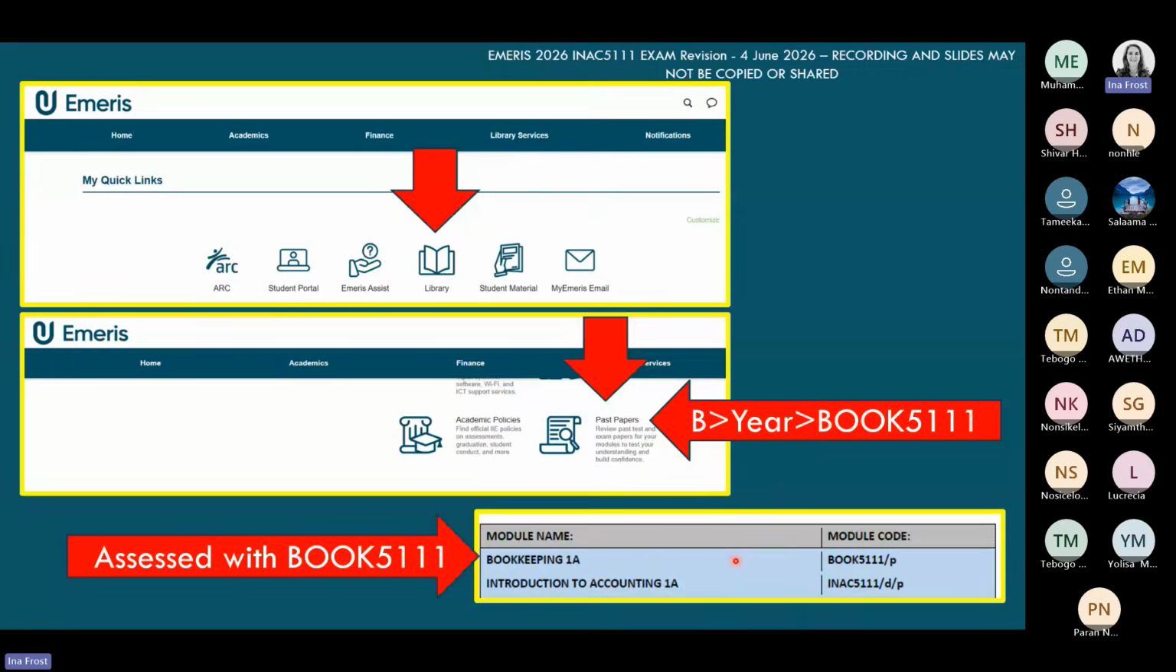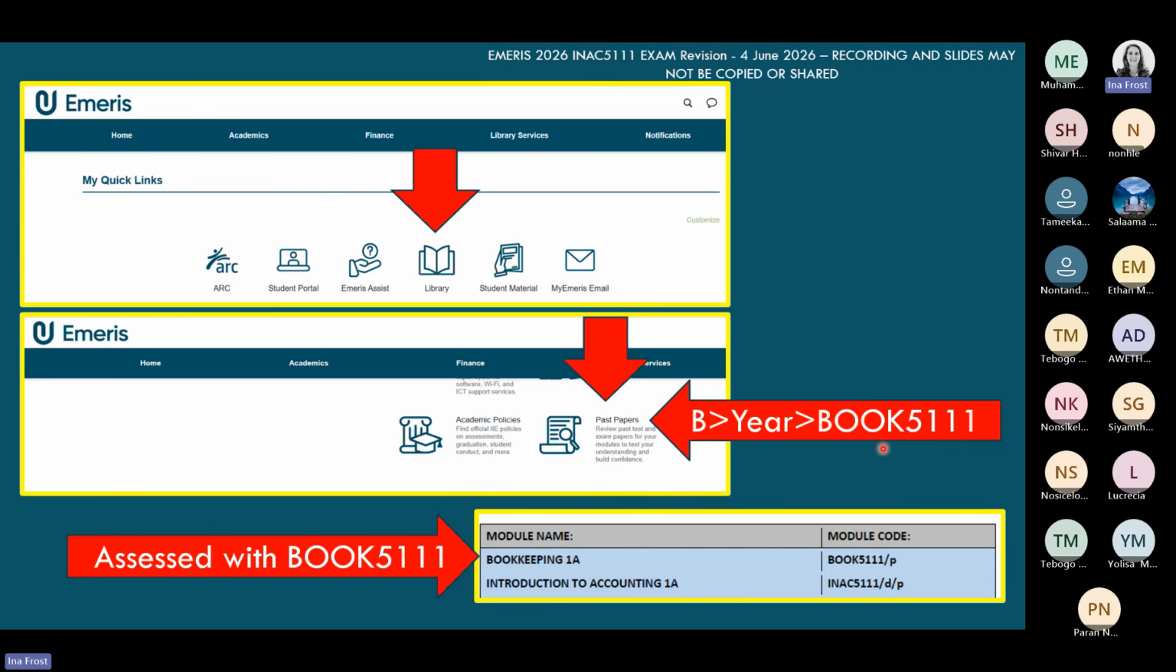Throughout our presentation, I've referred you back to some past papers. So again, if you are interested in practicing some past papers, remember when you go onto the myUnisa landing page, you go to library and then to past papers. That's where you can find our past papers. But just remember, in previous years, Introduction to Accounting 1A shared assessments with Bookkeeping 1A, and the past papers are actually sitting under the bookkeeping folder.